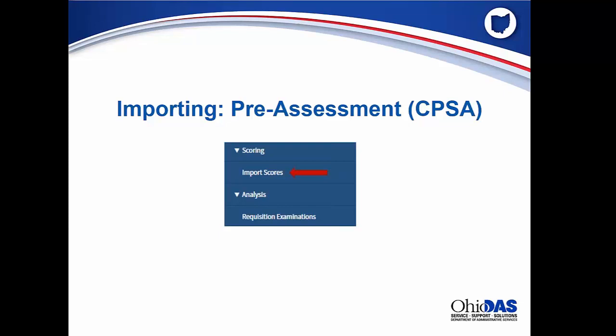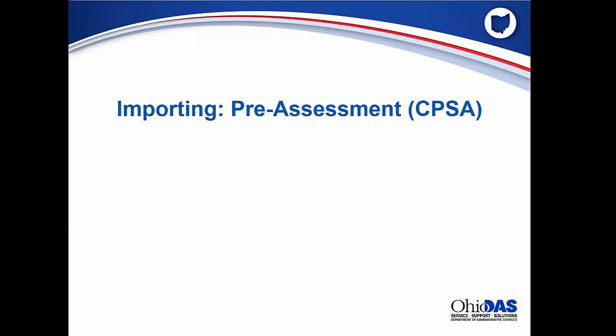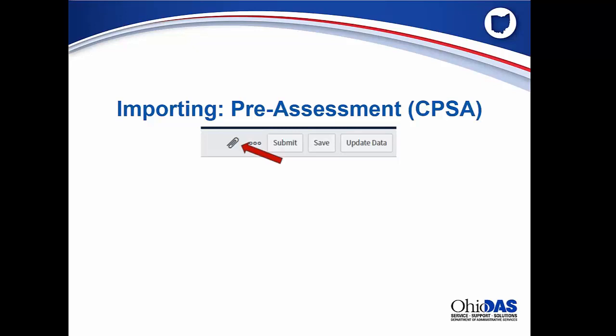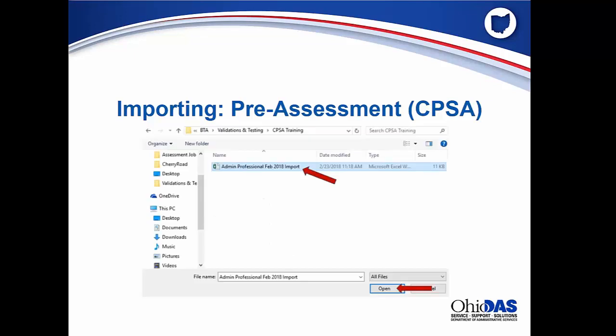So as you see, under scoring in that menu is the import scores link, and you click on that link. Once you do that, you would click the paperclip icon near the upper right portion of the page near the submit and save. That would bring up an attachments pop-up box, and you would click the choose files button in the attachments pop-up box. And then you would find your output document that you stored earlier after running that retake eligibility report and click open.